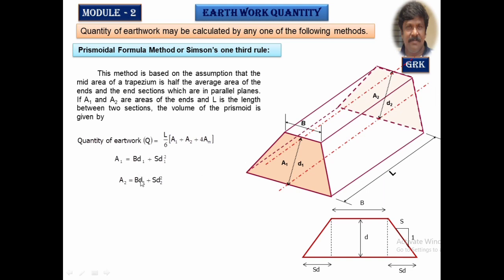These are the areas. But AM is not the average of A1 and A2. It is calculated by the mid-sectional area method, that is, you calculate the mean depth dm, which is the average of d1 and d2. This is the mid-sectional area method, and this is the mean sectional area method. So it's a combination of that we are going to get. Be careful in putting the values here to get the value of quantities.